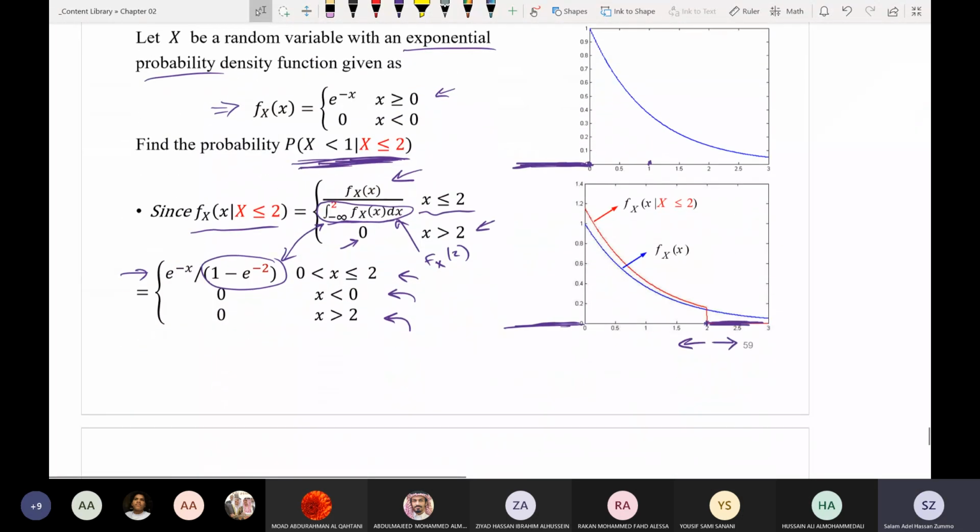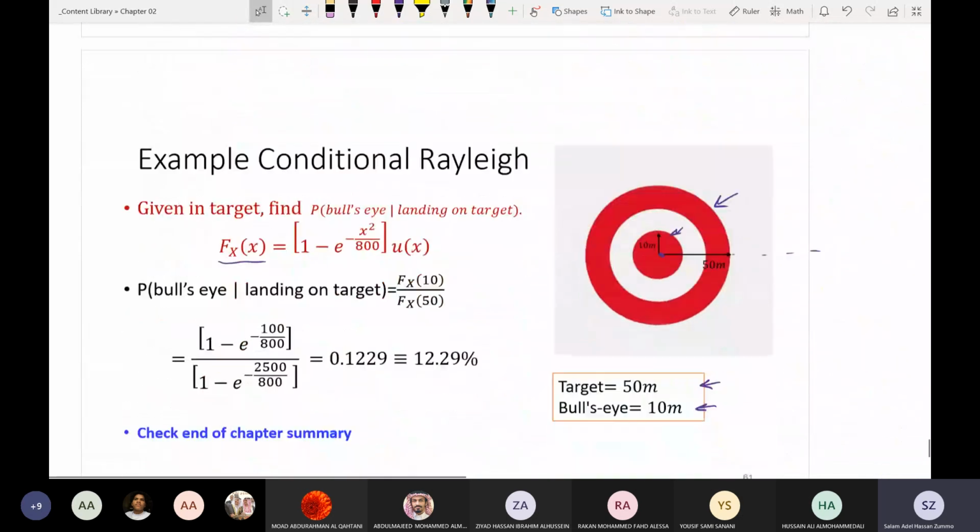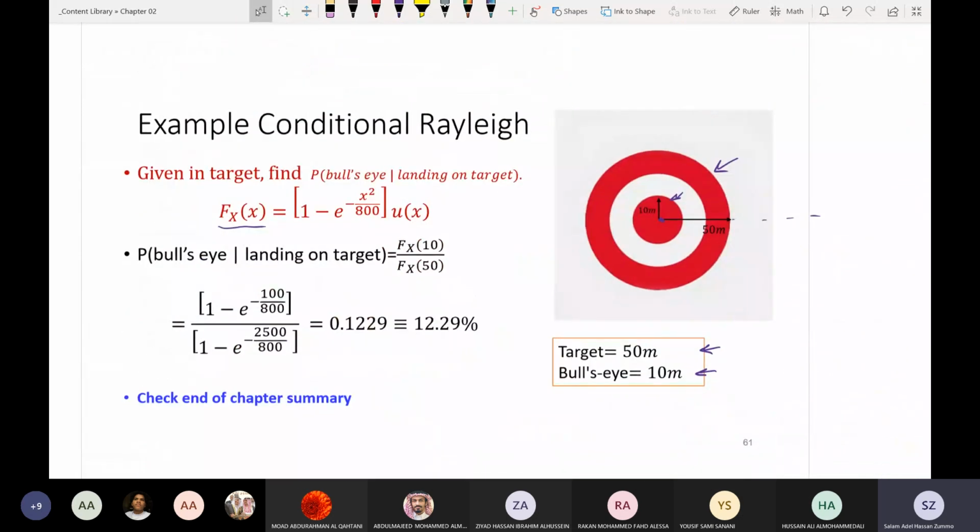We gave an example and we stopped at the second example. So today, inshallah, we'll finish up the example and then we'll start chapter 3, which is the operations on one random variable. This is what we'll do, inshallah, today.